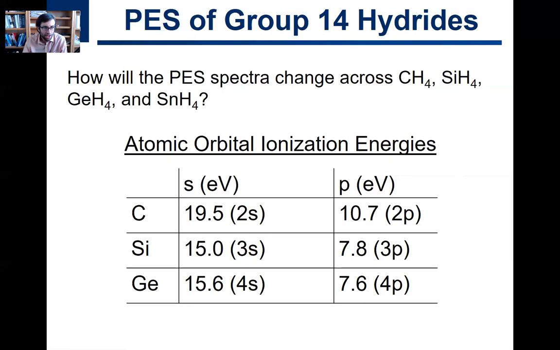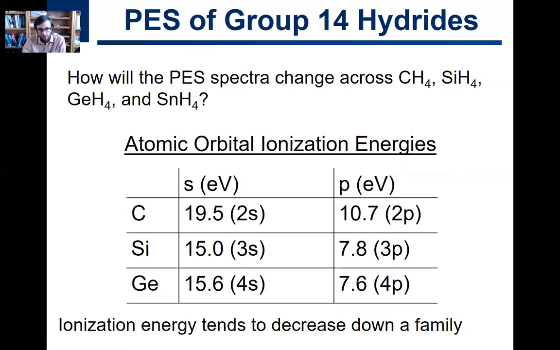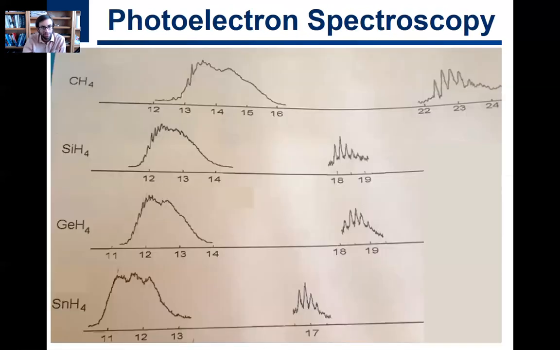If you go back down to 5s, stannane, it will continue the trend as you expect, okay? So it's just kind of this jump from the second row to the third row with the s orbitals here. Not important. General trend is that the ionization energies tend to decrease going down a family.